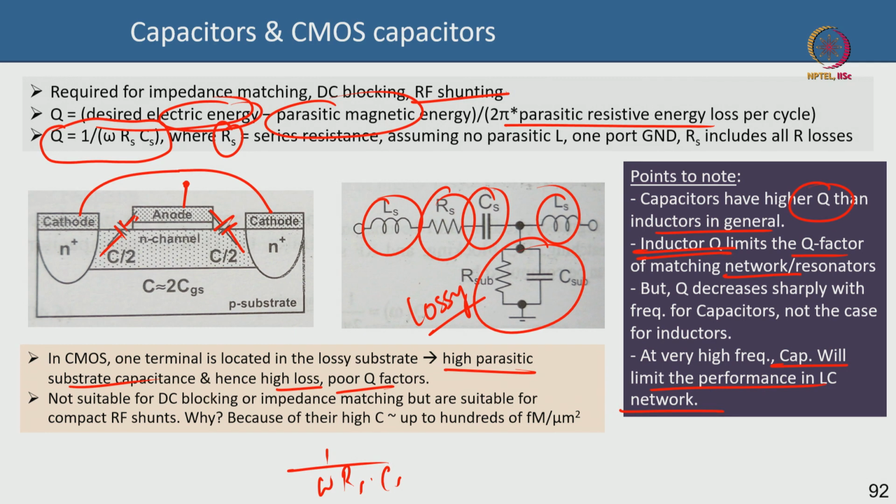These CMOS based capacitors are terrible in terms of their Q factor, so they are not good for impedance matching, but they are very good for creating RF shunt. When I say RF shunt, it means they create a low resistance path for RF signals to propagate. That is because, although they have a large amount of parasitic capacitance, CMOS capacitors can have very high capacitance values. They can have a few hundred femtofarads per micron square. So, please remember that.